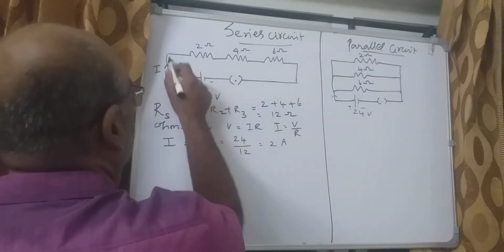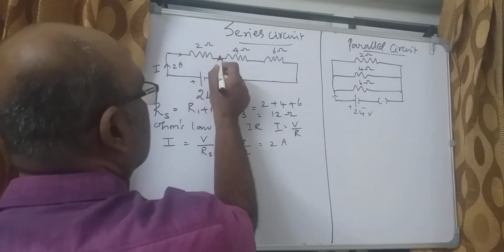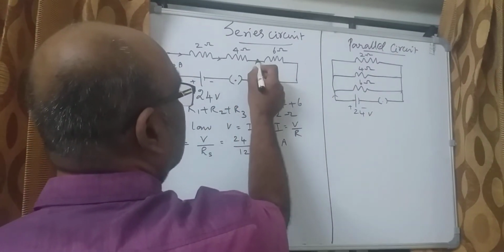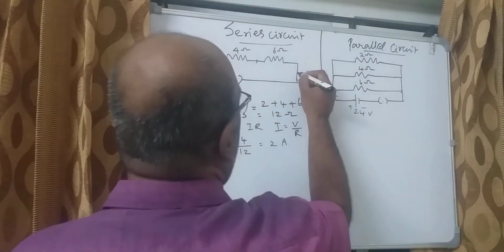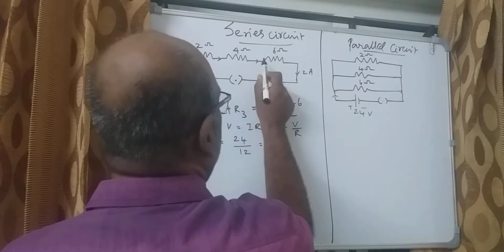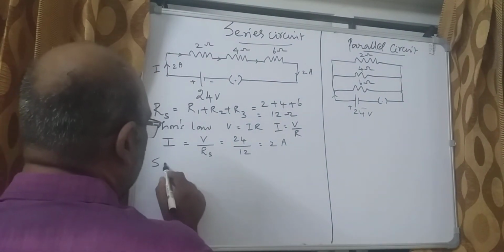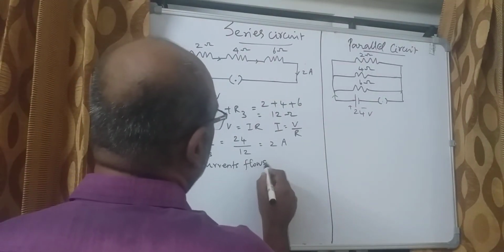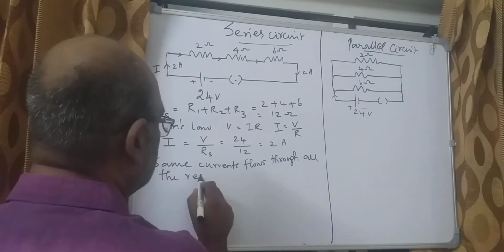Now the 2 ampere current flows here, it comes here, enters into the resistor, the same current comes here, enters into this resistor, the same current comes here, enters into this resistor and comes out as 2 ampere. 2 ampere of current is flowing in the circuit. So same current flows through all the resistors.